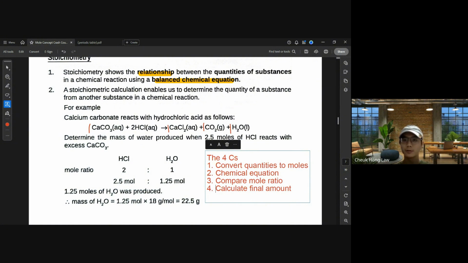Then the second step will be to write the chemical equation. They'll give you different substances, but you want to write the chemical equation so that you can see the relationship between the quantities. And then the third step, once you can see the relationship, you compare the mole ratio. Compare the mole ratio, which means the substance where you found the number of moles, you use it to compare with another substance, so you know the number of moles of every substance. Then finally you can calculate the final amount, which is usually what the question is asking for.